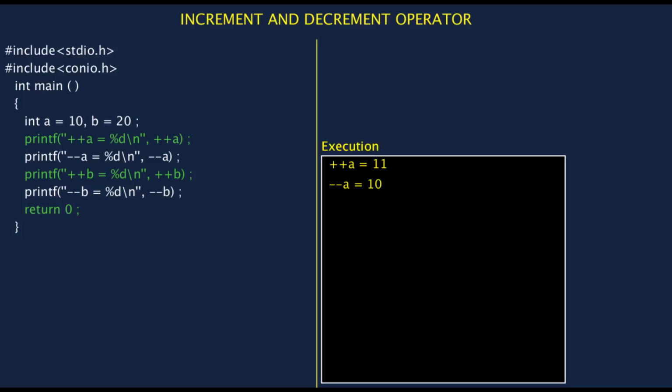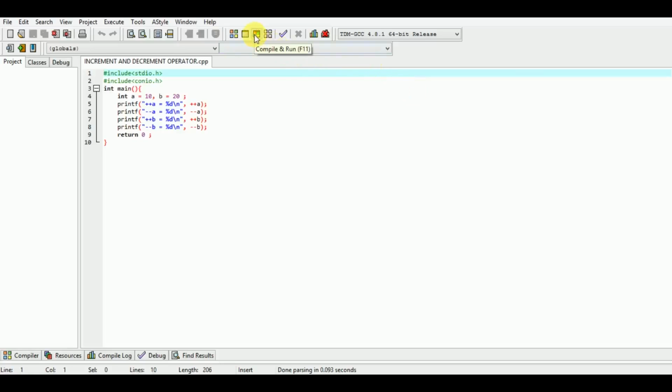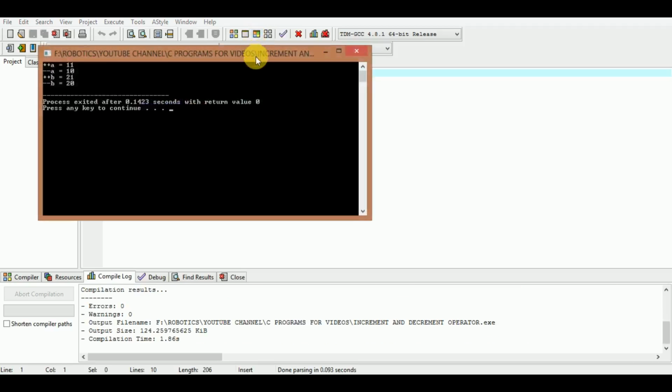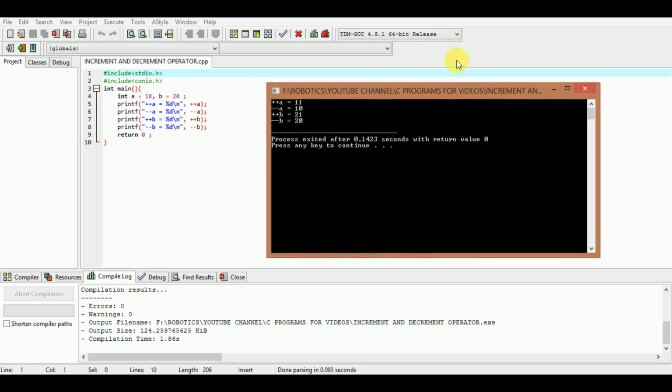And then it will print ++b = 21, that is b incremented by 1. And then it will print --b = 20, that is b again decremented by 1 and becomes 20. And now let's compile and run this program in the compiler. Now we are compiling this program in the Dev C++ compiler. And these are the same results we get.